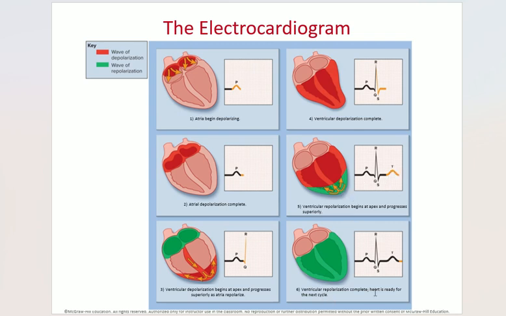And then ventricular repolarization is complete and the heart's ready for the next beat, right? Big ones to remember. So 1, the atria are depolarizing. 3, the ventricles are depolarizing and the atria are repolarizing. And then 5, where the ventricles repolarize. So remember 1, 3, and 5. And then 2, 4, and 6 come naturally.